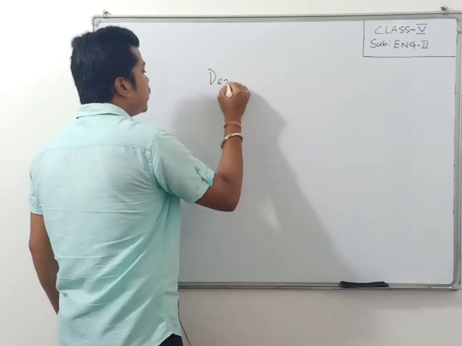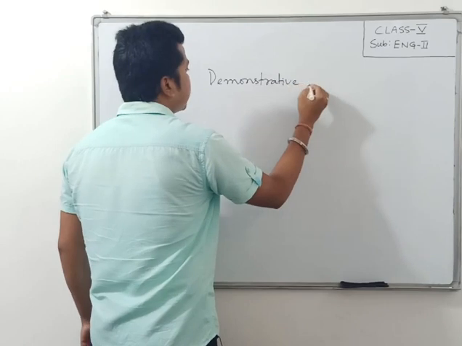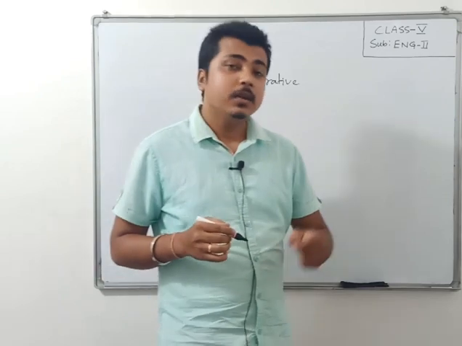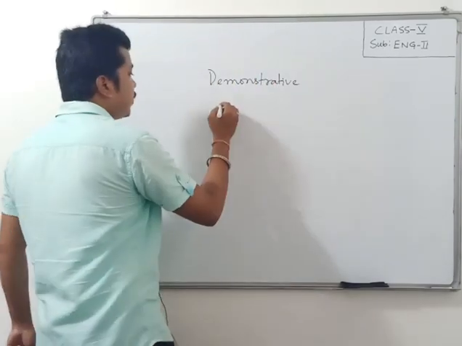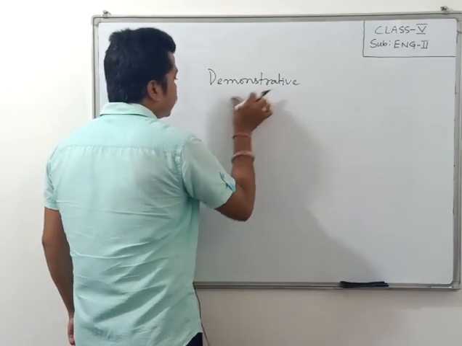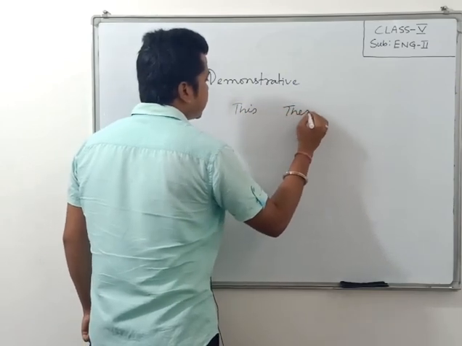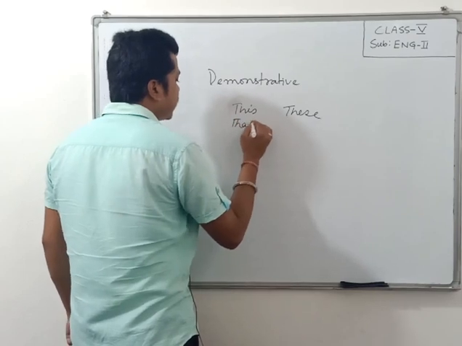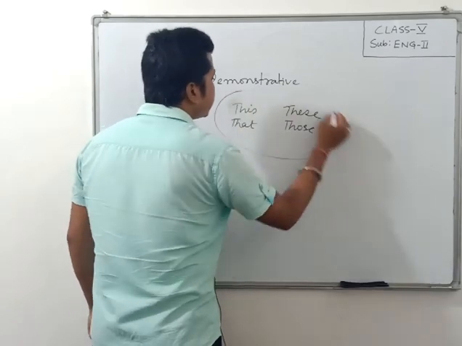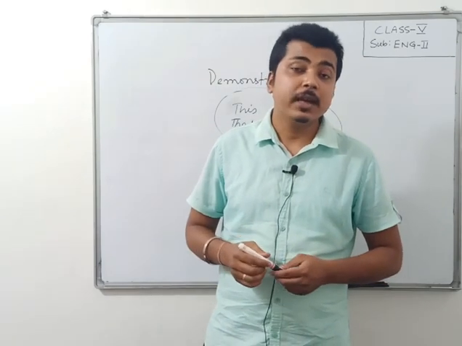Demonstrative pronoun is used to point out any object. Now demonstrative pronoun has four forms. They are this, these, that, and those. These four are called demonstrative pronouns, and these four are used to point out any object.